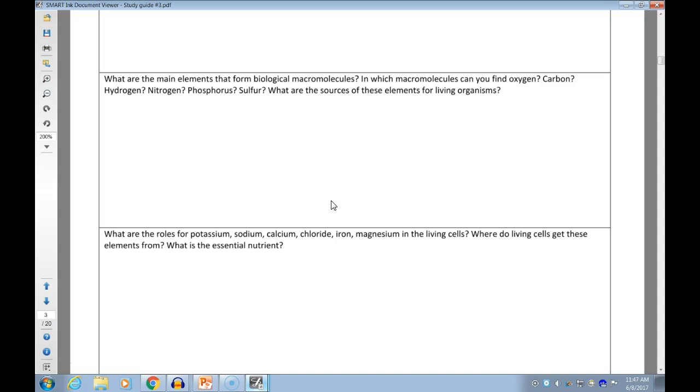Roles for the ions: potassium, sodium, chloride, ionic balance. Iron, magnesium are enzymatic cofactors. Calcium, enzymatic cofactor. Microelements, enzymatic cofactors. Whether they get them from mineral deposits.